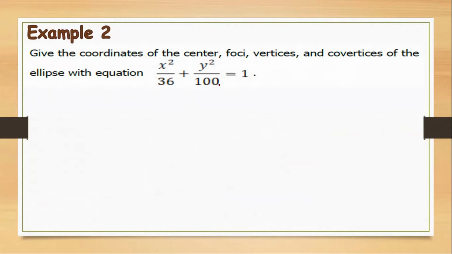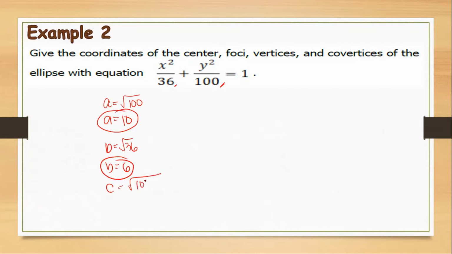As you can see, our A now is found here, and our B is found here. So we can interchange that. So our A is equal to square root of 100, and our A is equal to 10. Our B is equal to square root of 36, and that is equal to 6. And so our C is equal to square root of 100 minus 36. And so our C is equal to square root of 64. C is equal to 8. We don't have to take negative values here because there is no such distance as a negative value.